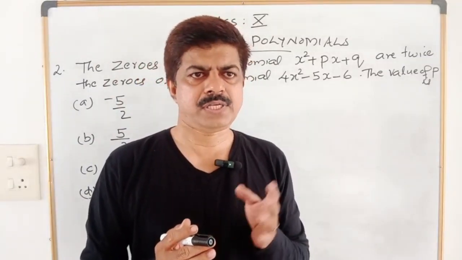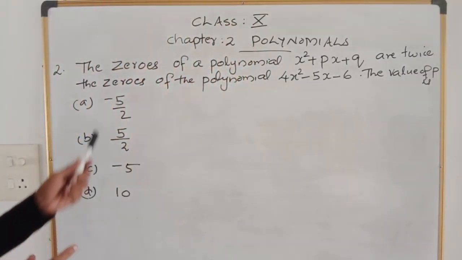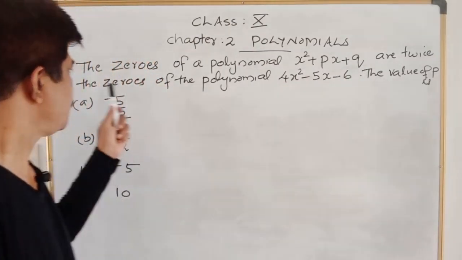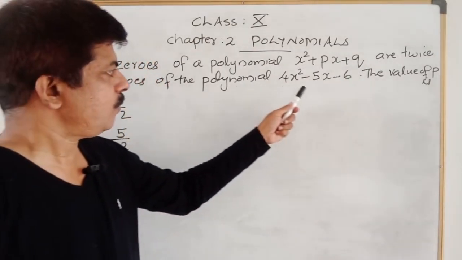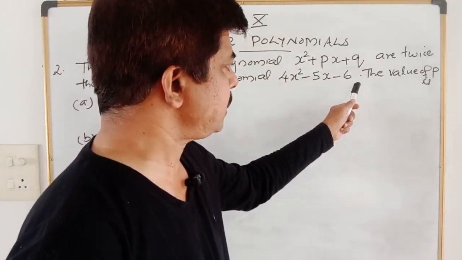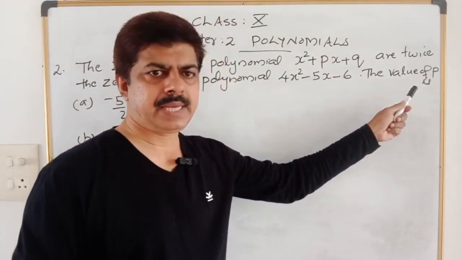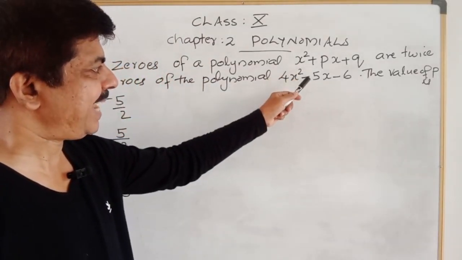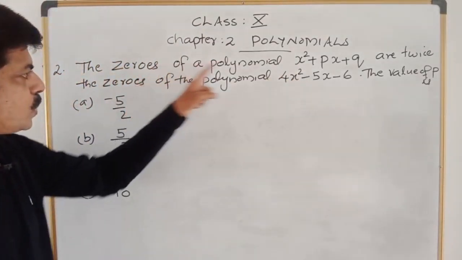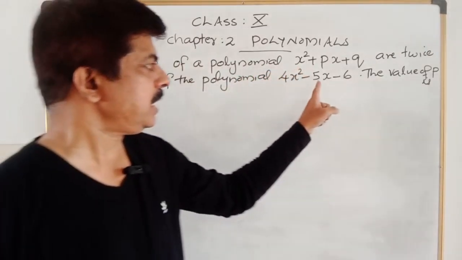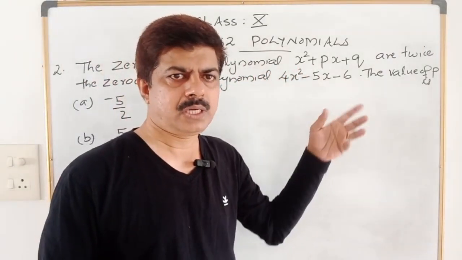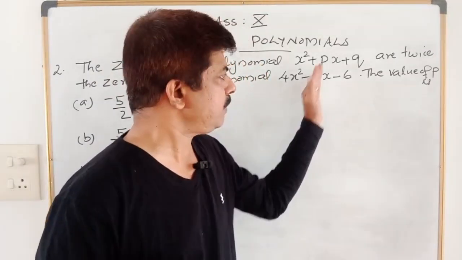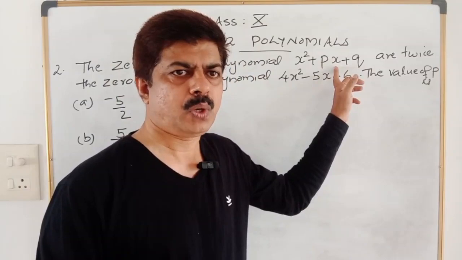Here comes our first question. The zeros of a polynomial x square plus px plus q are twice the zeros of the polynomial 4x square minus 5x minus 6. The value of p is dash. Here we are given two polynomials. Their zeros are related in such a way that the zeros of the first polynomial are twice the zeros of the second polynomial. So definitely we have to find the zeros of the second polynomial. Then only we will get the zeros of the first polynomial.